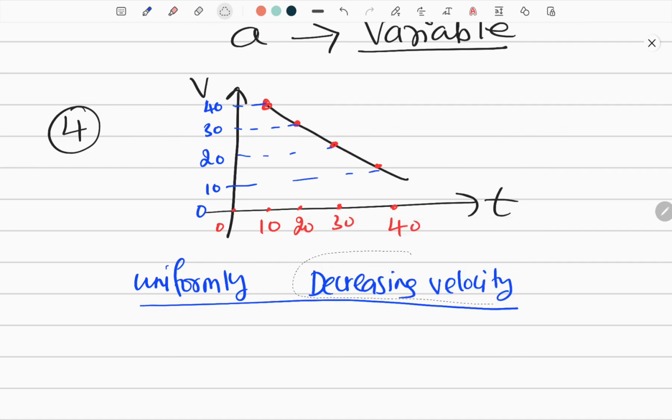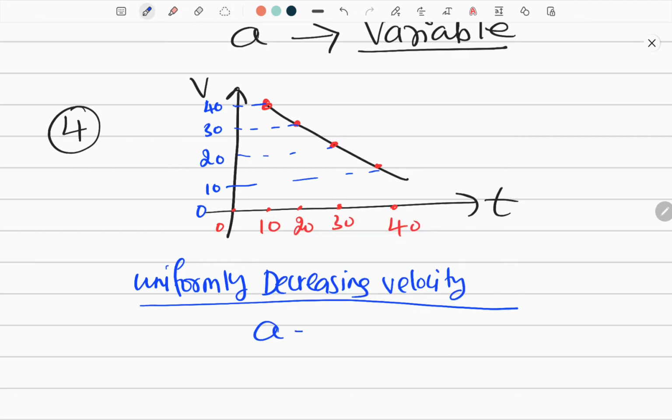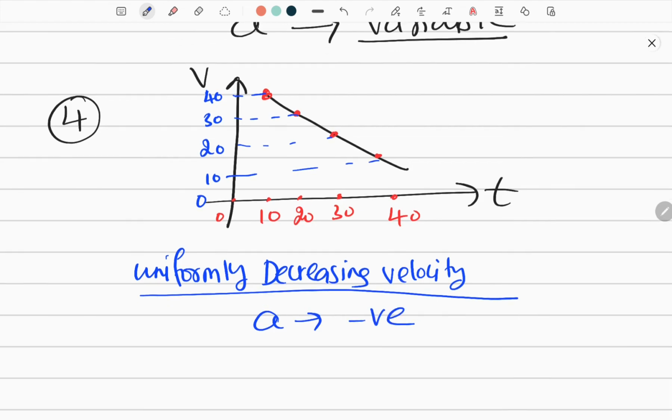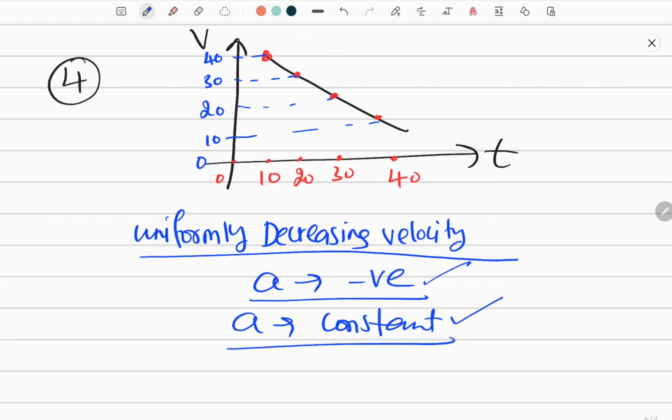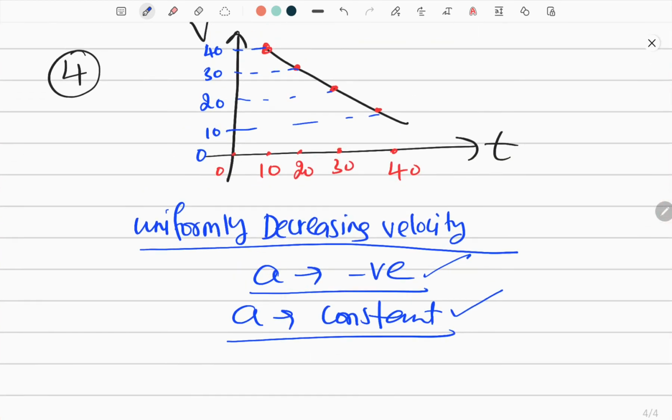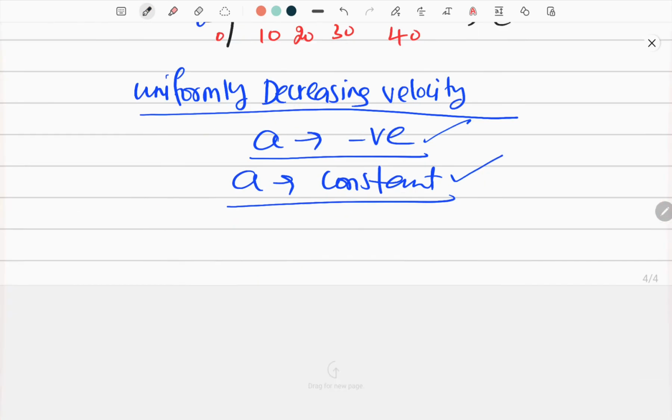All right, let me select this fully. Uniformly decreasing velocity, and decreasing velocity means acceleration will be negative and acceleration will be constant. Whenever there is uniformly changing velocity, acceleration is constant. As it is decreasing velocity, acceleration is negative. All right, fine. Yes, dear children, you have to link and you have to study.